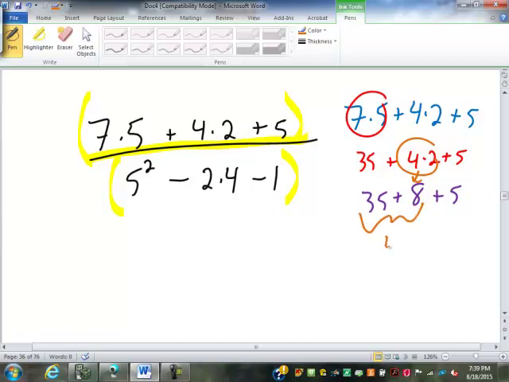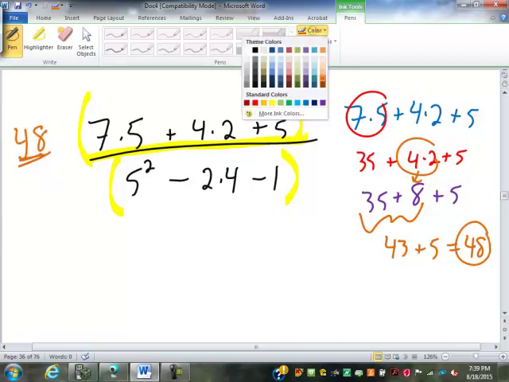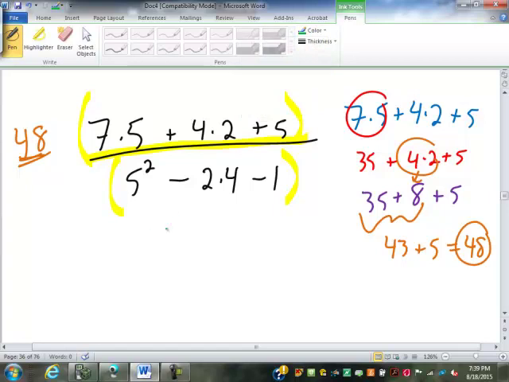35 plus 8 is 43. Plus 5 is 48. So the top of this becomes 48. Now let's do the bottom. What do we do first down there?